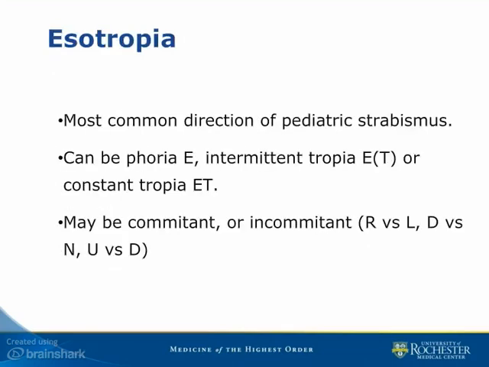As a general overview of esotropia, it's the most common direction of pediatric strabismus. The fusional state can either be aphoria, an intermittent tropia, or constant tropia, and deviation may either be incomitant or concomitant.